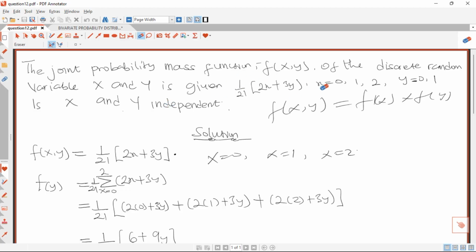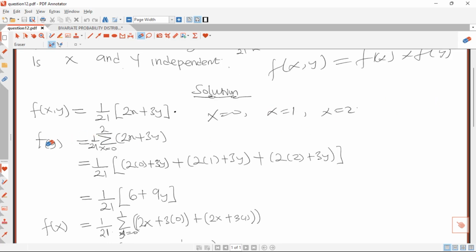You see that this one is a discrete case, so you have to calculate the marginal of y and the marginal of x. And we learned that for it to be independent, our joint must be equal to the marginal of x times the marginal of y. So the marginal of y is equal to 1/21 summation, where x moves from 0 to 2, of the joint. For the marginal of y we are just going to sum on x, so that we remove the x component and the end result will contain only y.